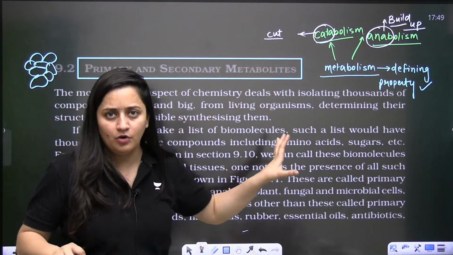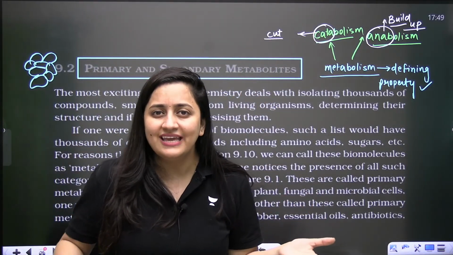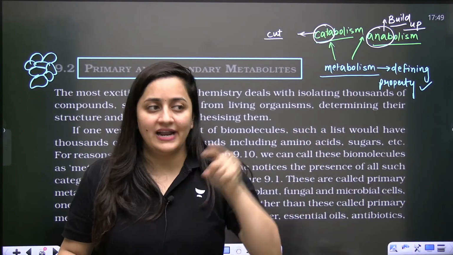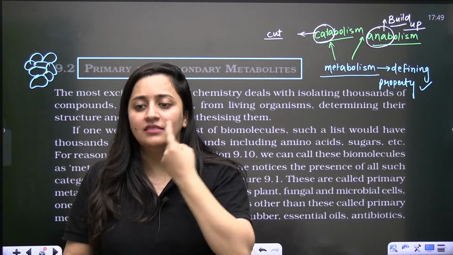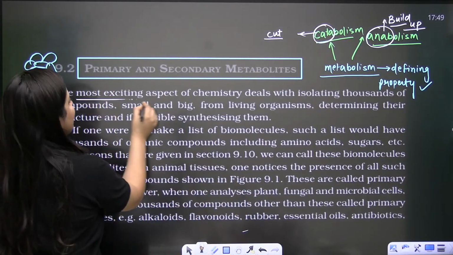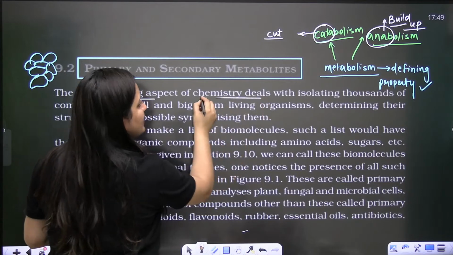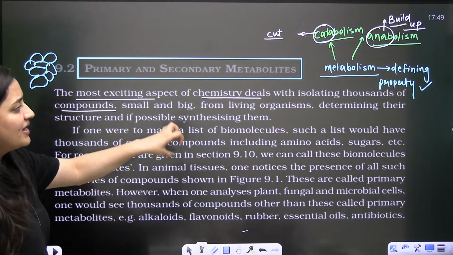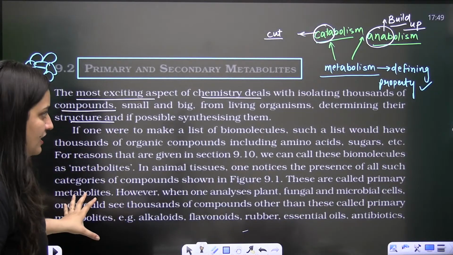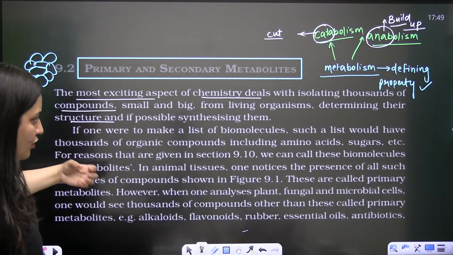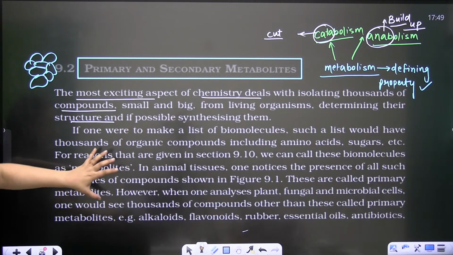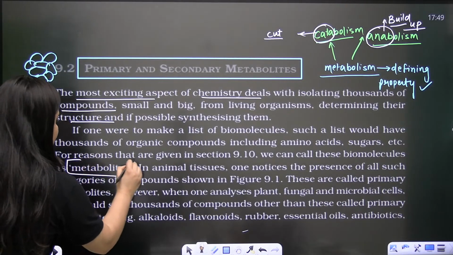Now in this metabolism, obviously there are compounds taking part in the reactions. So we have the metabolites. What are they? The intermediates formed during these chemical reactions. The most exciting aspect of chemistry deals with isolating thousands of compounds, small and big, from living organisms, determining their structure and synthesizing them if possible. So they are saying that we have made a list of organic compounds.